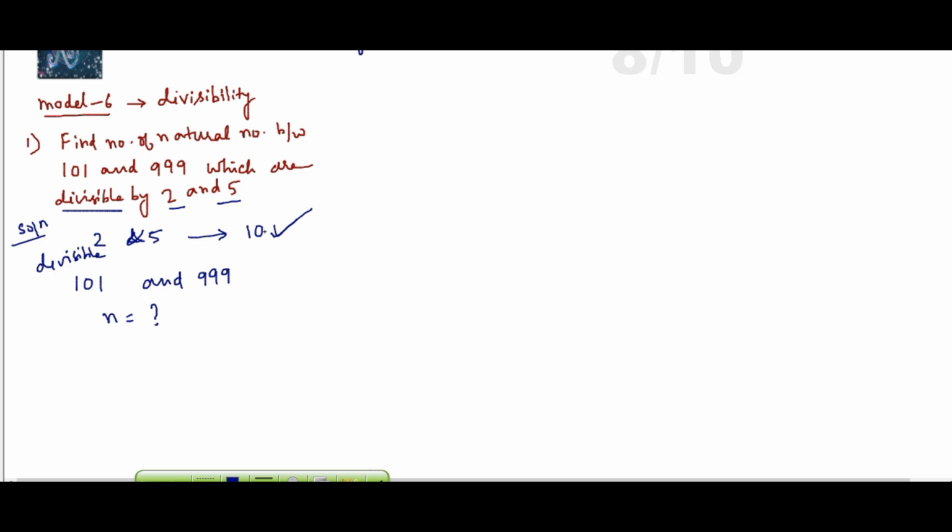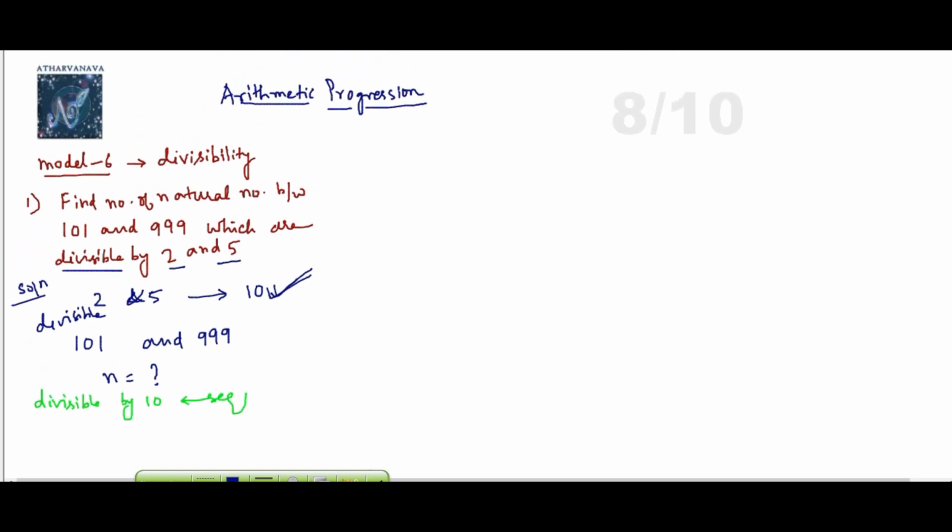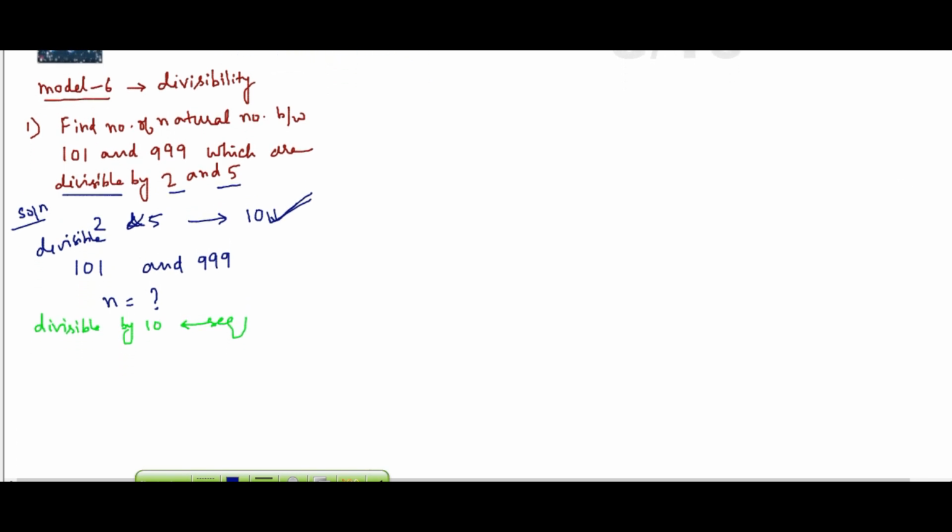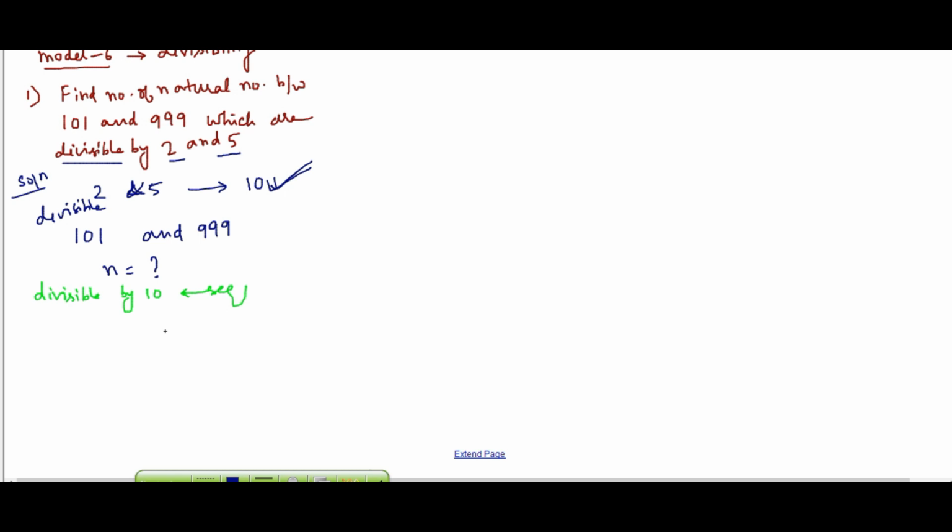2 and 5, which means it should be divisible by 10, correct? So I am writing it in another font. Kindly understand this. It should be divisible by 10. So the sequence should be in such a way that it is divisible by 10. Because we are dealing with arithmetic progression, all the terms of the sequence should be divisible by 10. Okay, now we are taking that into consideration.